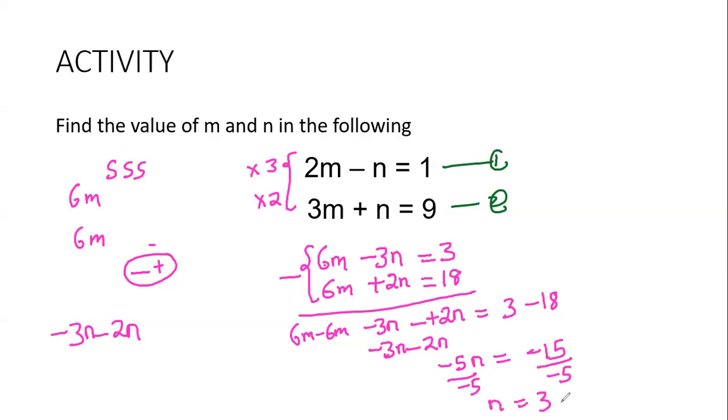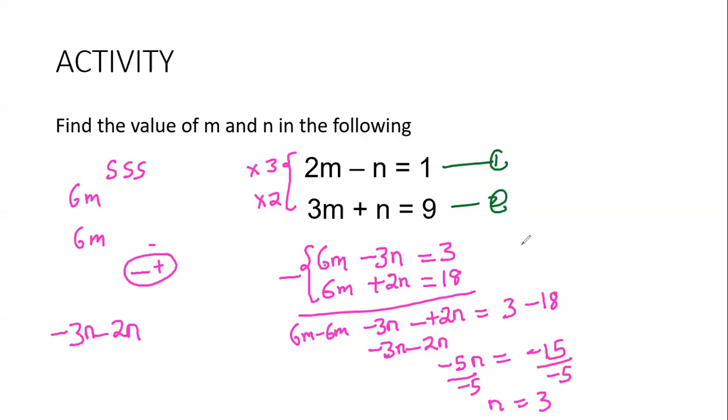The negative and negative become positive. That 5 will go, n is equal to 3. Okay, then you check. Substitute this in one of the equations. If there is a mistake you made somewhere, you're going to check it out. The answers will be the same.